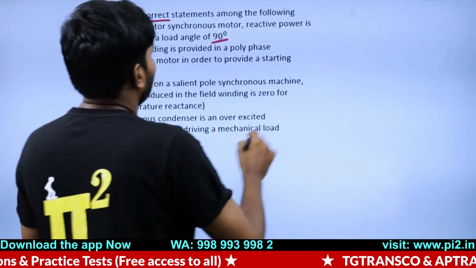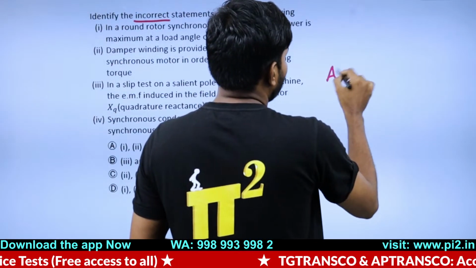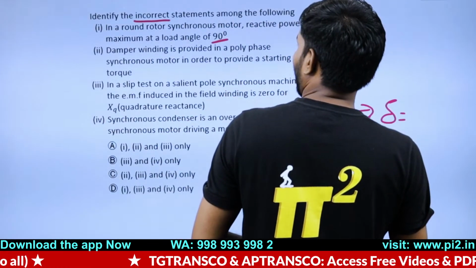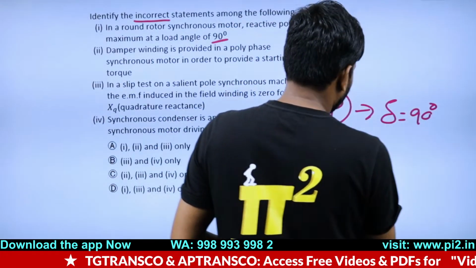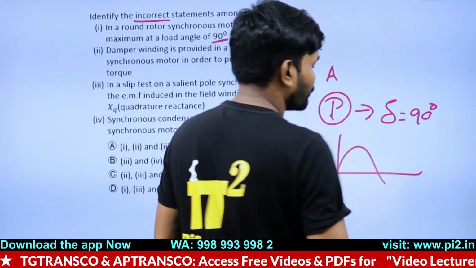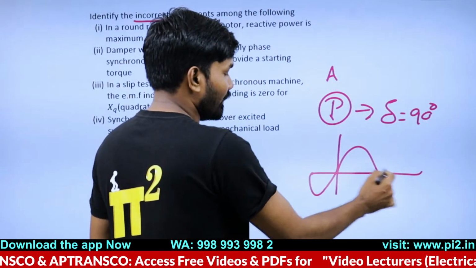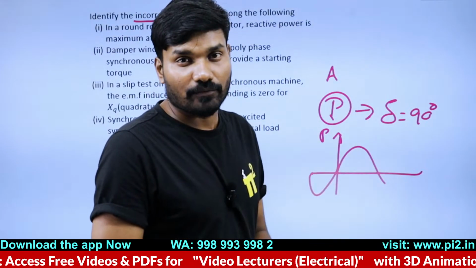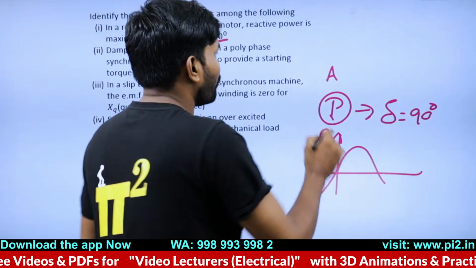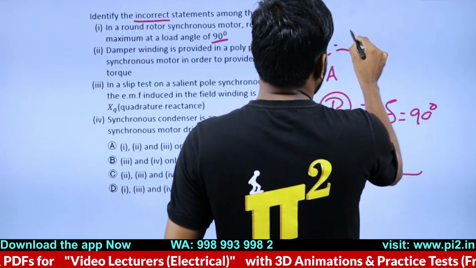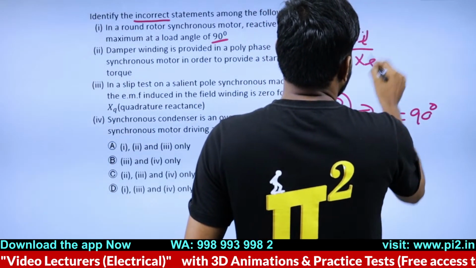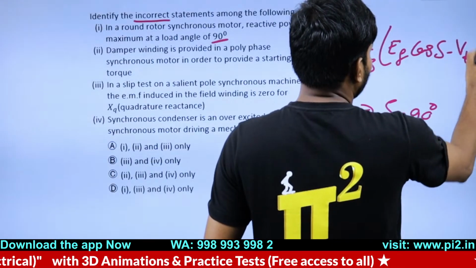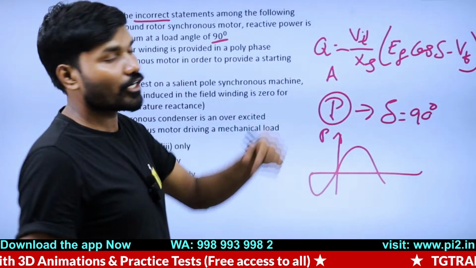No, if it is active power P, yes, this will be maximum when lambda is equal to 90 degrees, because we know the curve, like this, for alternator and motor. This is for active power, but it's asked for reactive power. What's the reactive power formula? Q is equal to Vt by Xs into (Ef cos delta minus Vt). This is the formula for Q.